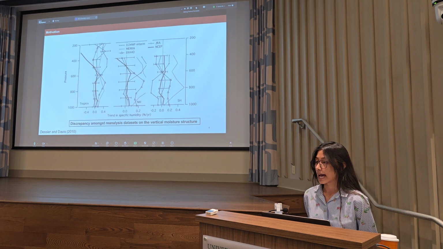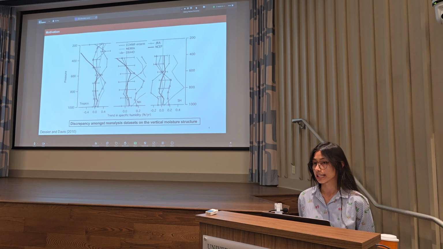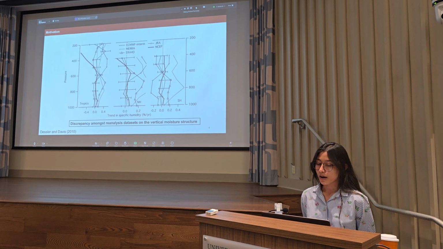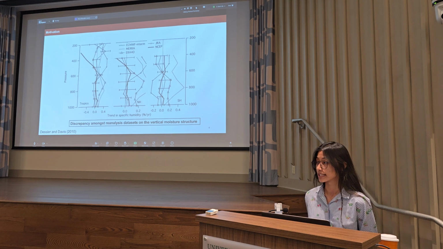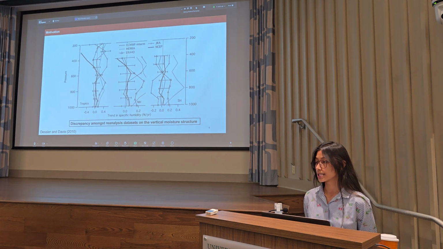Now, the problem is that most of the past studies that attempt to analyze changes in large-scale atmospheric circulations have heavily relied on reanalysis datasets to draw their conclusions on how large-scale atmospheric circulations have evolved. A big problem with using reanalysis datasets is the biases that they have, or the discrepancy that they have even amongst datasets, especially regarding moisture variables, which in this case from Dessler and Davis shows the trend in specific humidity for multiple reanalysis datasets.